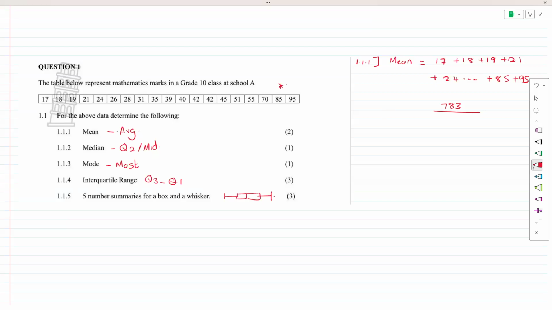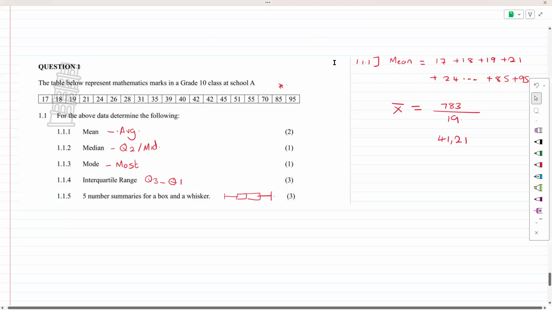Now, because it equals 783, that's fine. Mean technically looks like this, though, it's an X with a line. You'll see that in grade 11 and grade 12. But that's the mean. And now I have to go and count how many numbers there are. So there's 1, 2, 3, 4, 5, 6, 7, 8, 9, 10, 11, 12, 13, 14, 15, 16, 17, 18, 19. So there's 19 numbers. So that's what the mean is. 783 divided by 19, and the answer is 41.21.